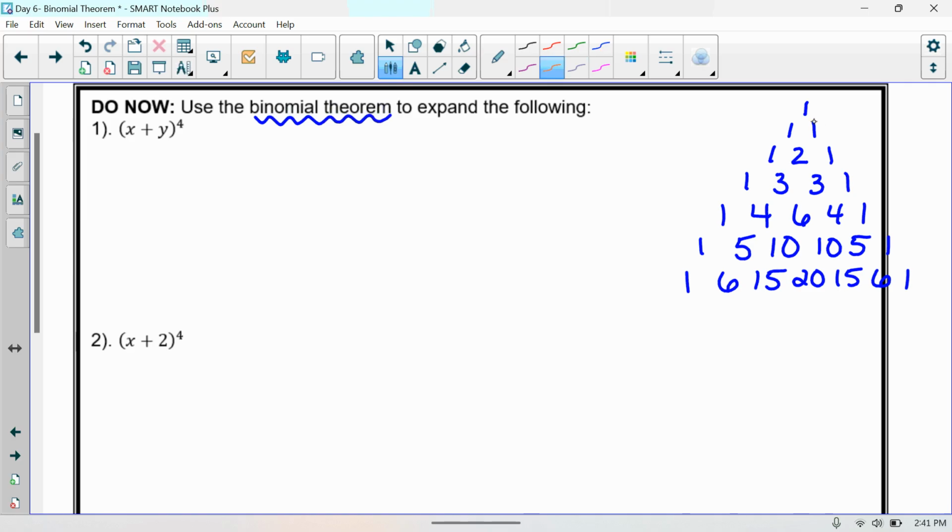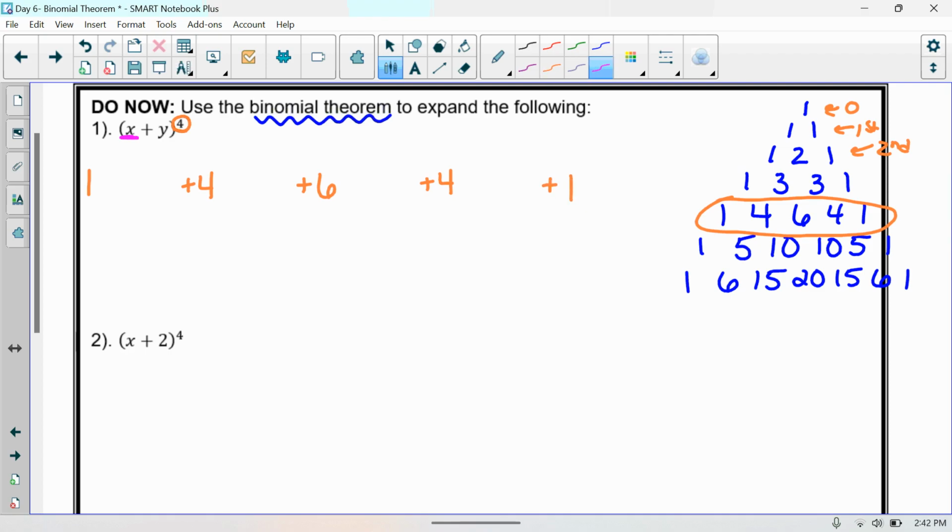So the first row here is always the 0, then the first, second, and so on. This is to the 4th power, so I need to go to the 4th line. Those numbers are used as my coefficients. So I have a 1, leave myself a little bit of space, 4, a little bit more space, 6, 4, and then 1.